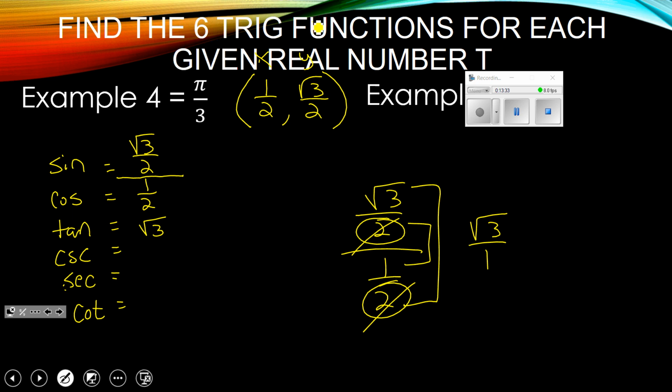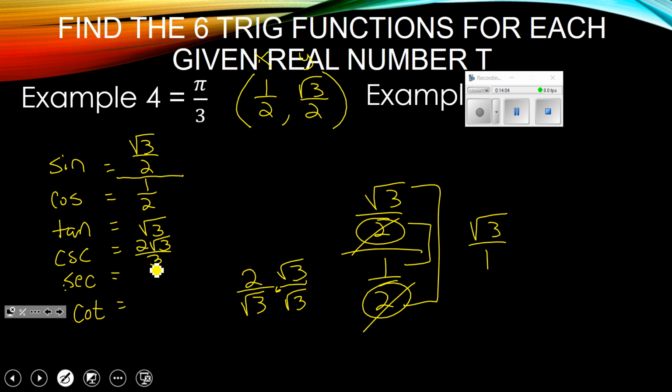So let's keep rolling until we get to one. Cosecant is the reciprocal of the sine. So when I take the reciprocal of square root of 3 over 2, what do I get? You get 2 over square root of 3, but then you have to rationalize it. So this becomes 2 square root of 3 over 3. Any questions on that? Because I rationalized it.